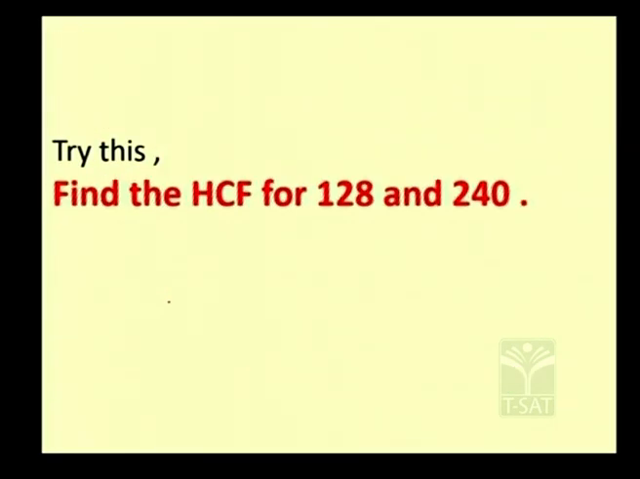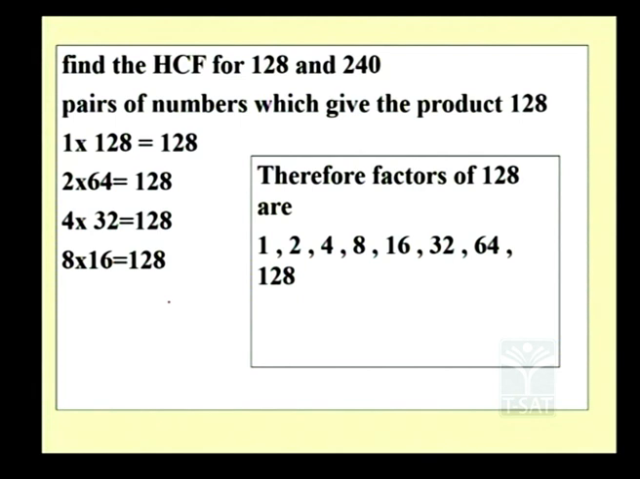Then try this: find the HCF of 128 and 240. We already understood how to find the factors, by writing the number as a product of some other numbers. So, first, let us discuss what we have to do. First we have to write the factors of 128. Here you are observing the factors of 128 by writing 128 as a product of some other different numbers.